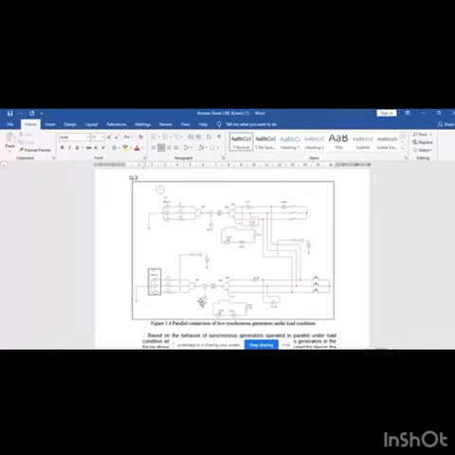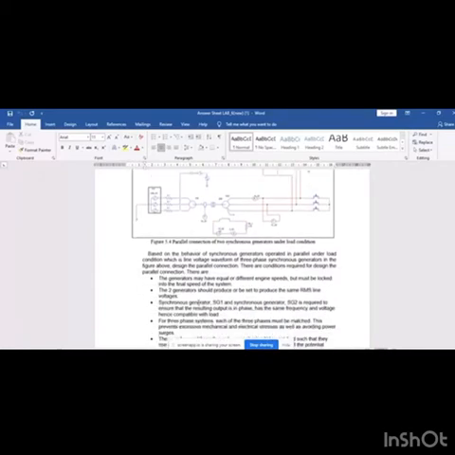For question 2, the question asks to design a parallel connection for the line voltage waveform of 2-3 phase synchronous generator. They have several conditions to design the parallel connection. Firstly, it should have equal RMS line voltage.